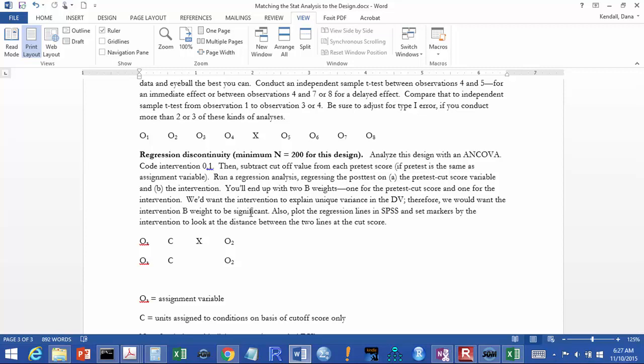And we want the intervention one to be significant, because basically what this analysis does is it gives us that break in the regression line at the cut score. So it gives us an estimate of the intervention's effect right at the cutoff, which is what we care about, and what the client will want to know is right at the cutoff, where the groups are most similar on the assignment variable, did that intervention move the dial on the DV?